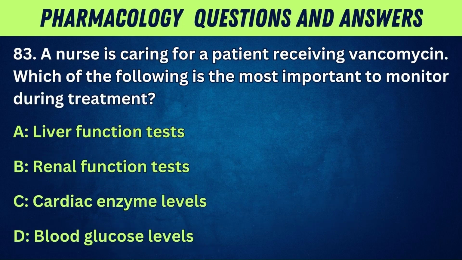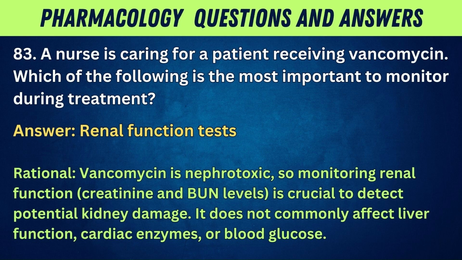83. A nurse is caring for a patient receiving vancomycin. Which of the following is the most important to monitor during treatment? A. Liver function tests. B. Renal function tests. C. Cardiac enzyme levels. D. Blood glucose levels. Answer: renal function tests. Rationale: Vancomycin is nephrotoxic, so monitoring renal function, creatinine, and BUN levels is crucial to detect potential kidney damage. It does not commonly affect liver function, cardiac enzymes, or blood glucose.